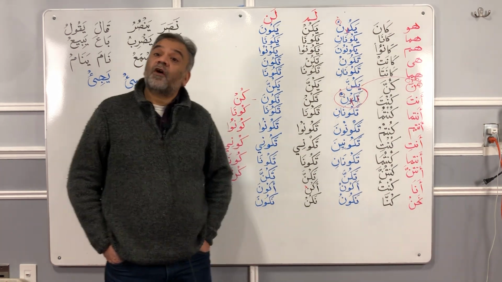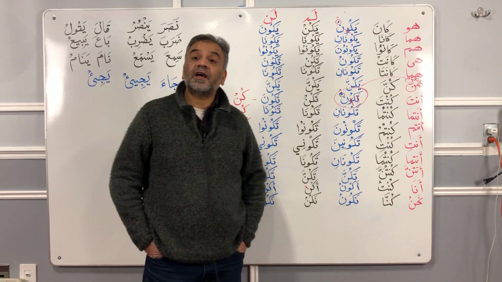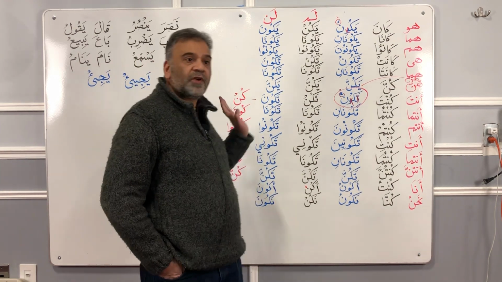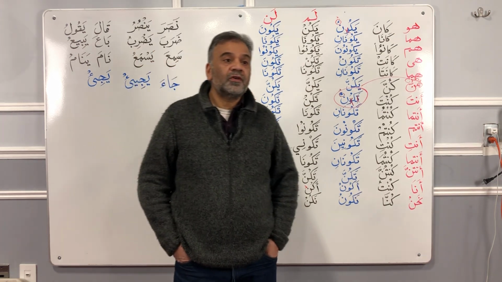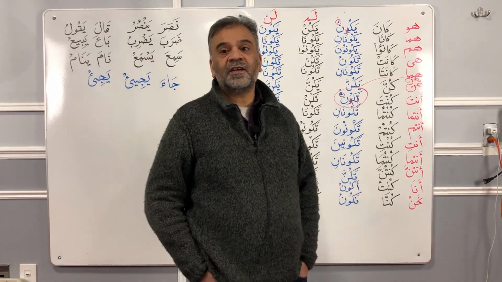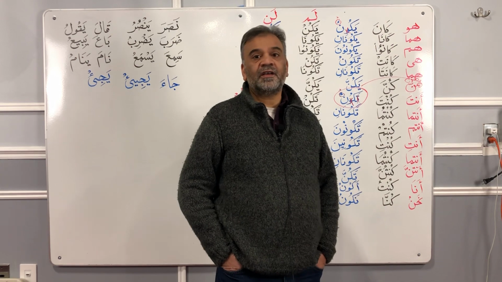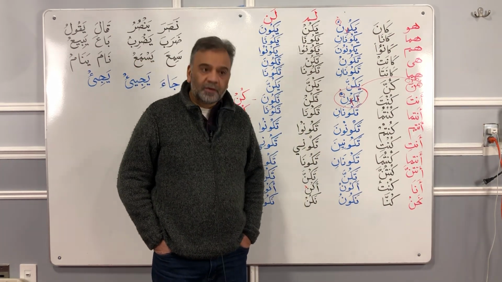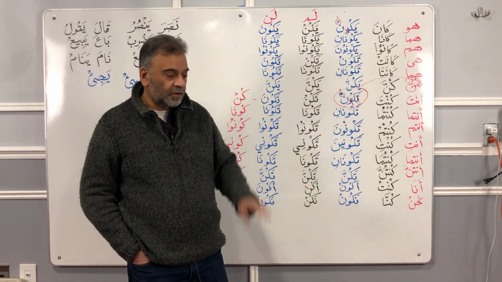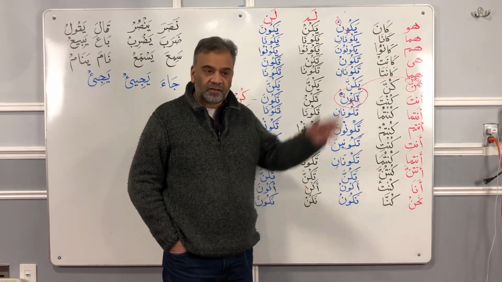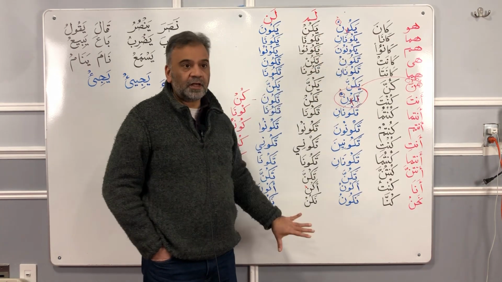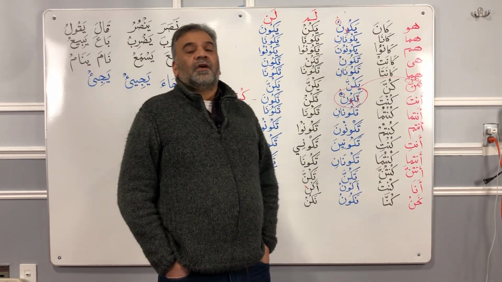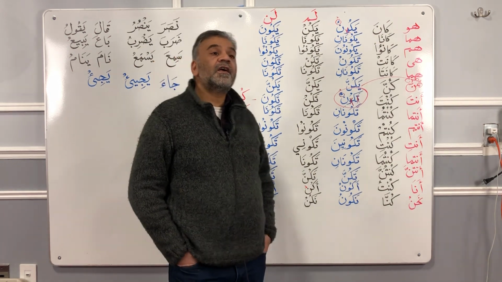Kana means he was or he became, but kana comes with Allah subhanahu wa ta'ala. For example, kana Allahu ghafuran rahiman. Now let's talk about kana. Since we are talking about kana, it is ajwaf. We know it's ajwaf. We have done the conjugation, but it is also naqis. What do you mean by naqis?